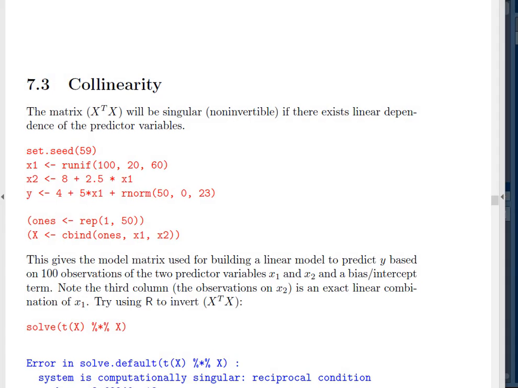So another common problem with your predictor variables is something called collinearity. Collinearity is just a fancy word that means the predictor variables are linearly dependent, or nearly linearly dependent. That is, one or more of the predictor variables can be thought of as a function of the others.